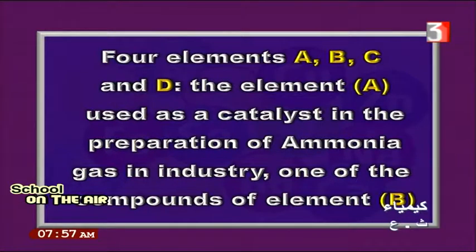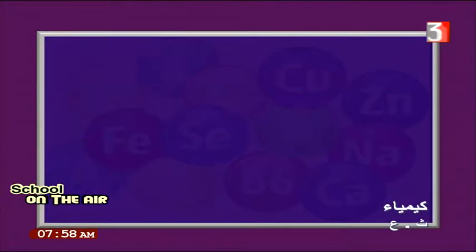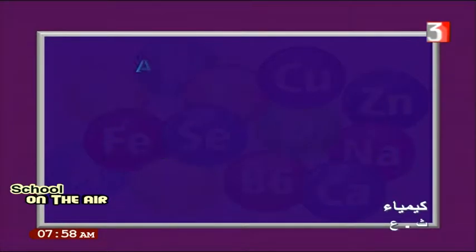One of the compounds of the element B is used as an oxidizing agent in the dry cell. The element C is used in the manufacture of heating coils, and the element D is the first discovered metal. Based on the previous information, the correct arrangement of these four elements will be which one?